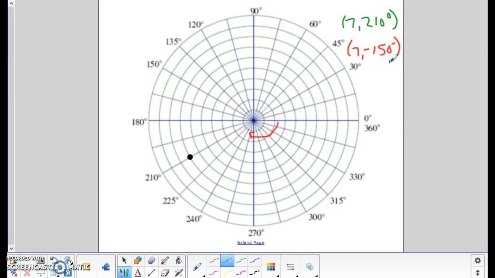Now, if we do the negative radii, that means we're going to have to face the other direction. So instead of facing 210, we're going to face 30 degrees. So we're going to do (-7, 30°), because we're going to face 30 degrees and walk backwards 7 units. And if we want a negative angle and negative radius, we're going to walk backwards 7, but instead of calling this 30, we have to go around the circle the other way to get there. So that would be (-7, -330°).